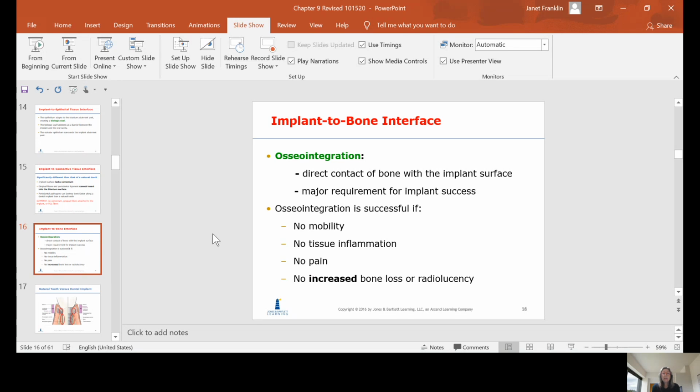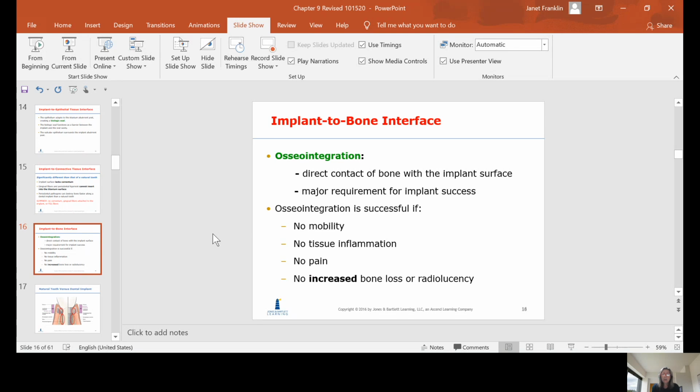Then you've got your implant to bone interface. It's called osseointegration. Osseointegration is the direct contact of the bone with the implant. So since there's no periodontal ligament fibers, there's no leeway for movement on a dental implant. There should be no mobility, no inflammation, no pain, and no increased bone loss.